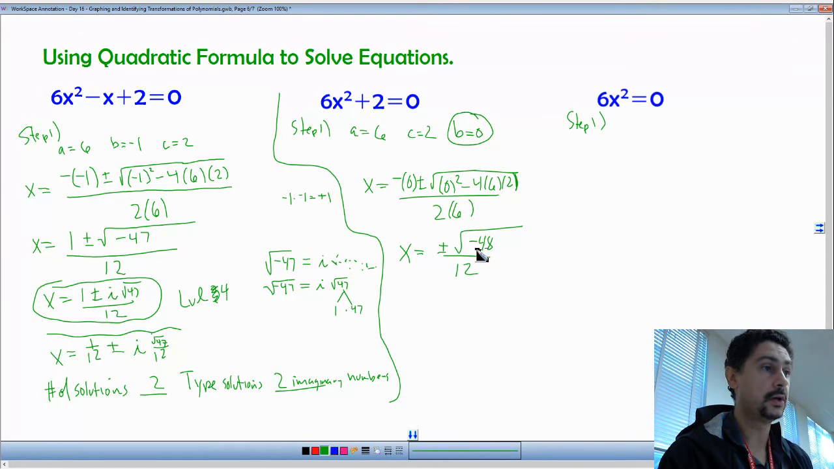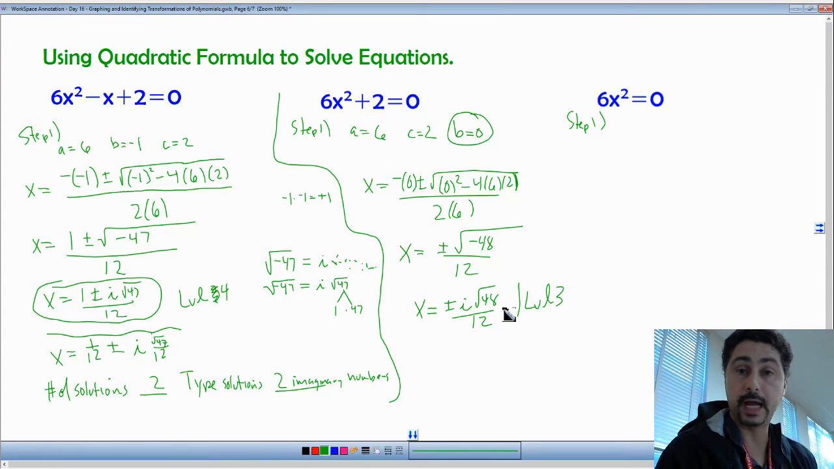And so now, when I talk to you about the square root of a negative, you get to write I. So you get to say x equals plus or minus I times the square root of 48 over 12. And we've just hit level 3 again. And so this would, you got an answer.